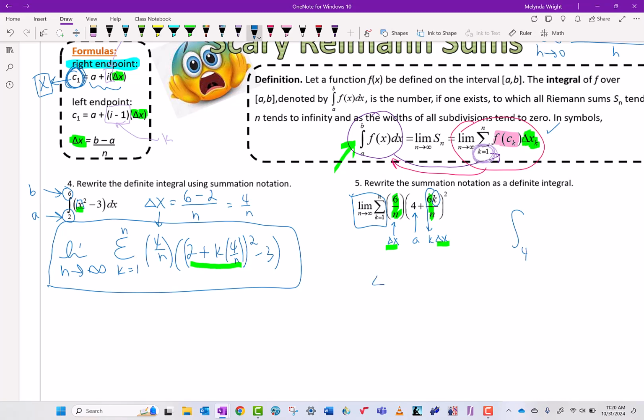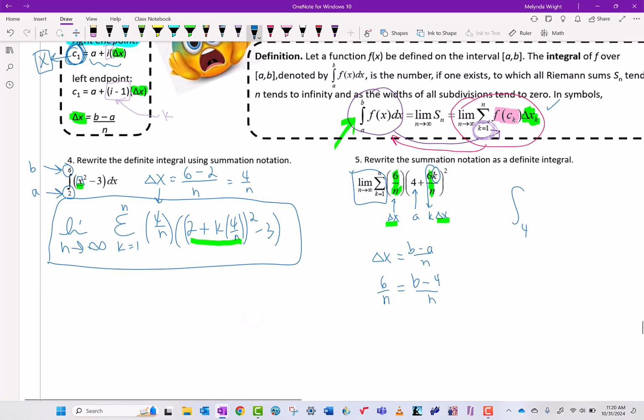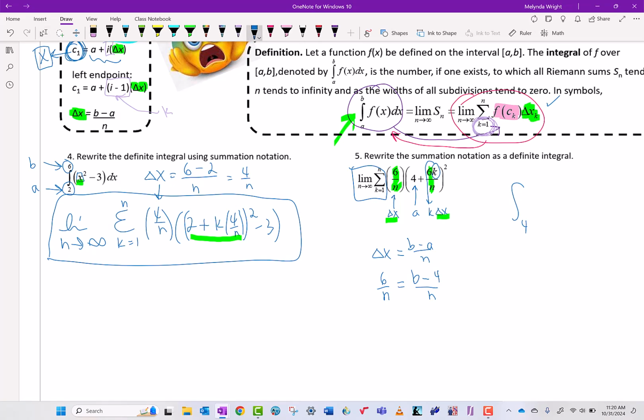So let's write our delta x out. Delta x is b minus a over n. All right, so we know what delta x is, right? It was 6 over n equals b minus 4 over n. Now my job is to solve for b. So those n's cancel out, and I have 6 equals b minus 4, or b is 10. So if b is 10, that's what goes here. Okay, great. We've got like half of our job done. We know what the bounds are.